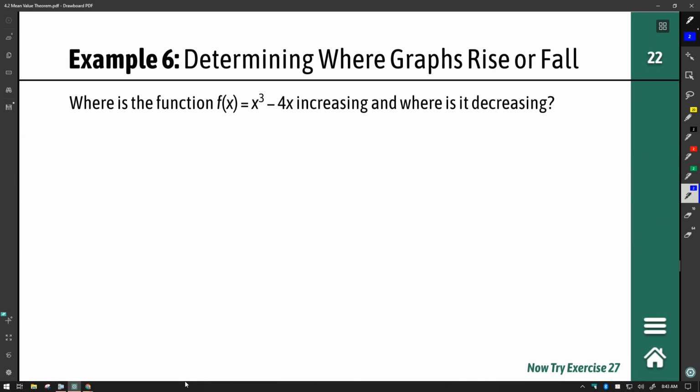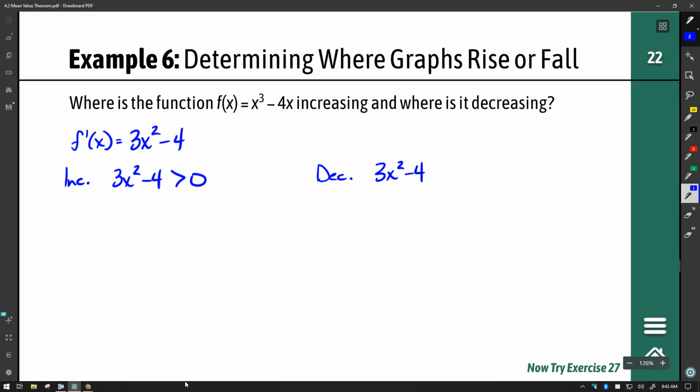Determine where this graph rises or falls. So where is this function f of x equals x cubed minus 4x increasing, and where is it decreasing? Very similar to what we did in the last example. First, we want to take a look at the derivative. F prime of x is equal to 3x squared minus 4. And then we know that the function will be increasing when 3x squared minus 4 is positive, and decreasing when 3x squared minus 4 is negative.